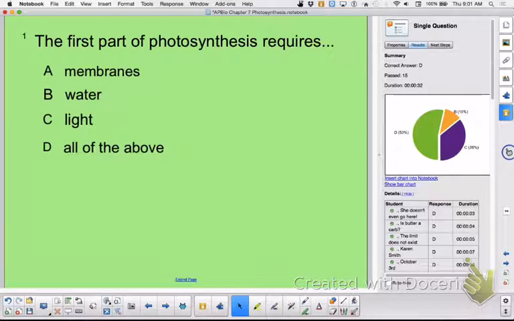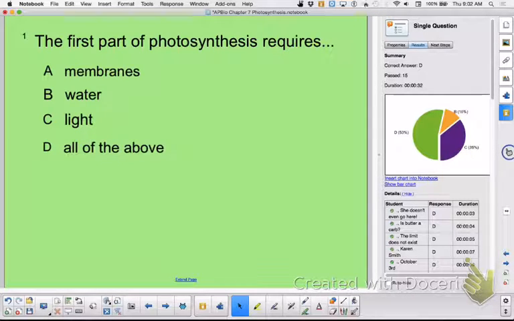Really good, AP biology. Okay, so the first part of photosynthesis, does it require membranes? Yes. What membranes? We just mentioned them a moment ago. Thylakoid membranes. Why do you need those membranes? Yes, you can capture the light. Does it need water? Yes. Water is a source of electrons that are going to get passed through that electron transport chain. Does it need light? Yes, to excite those electrons.